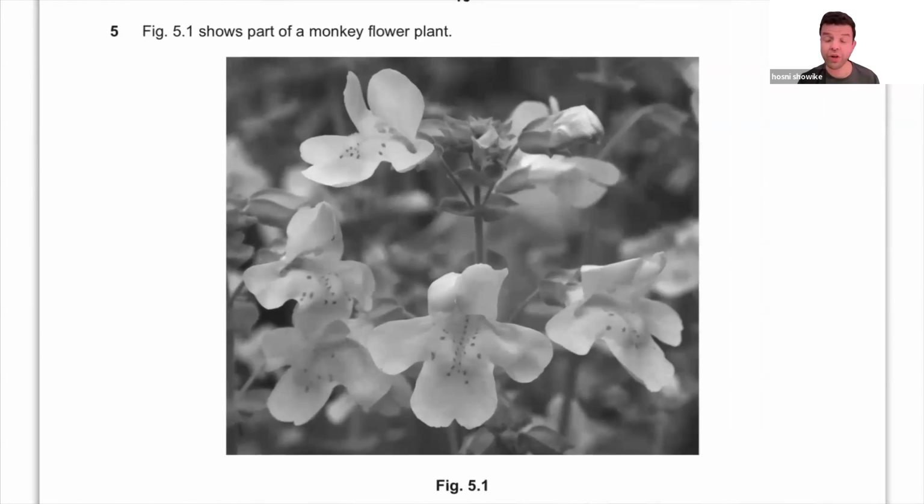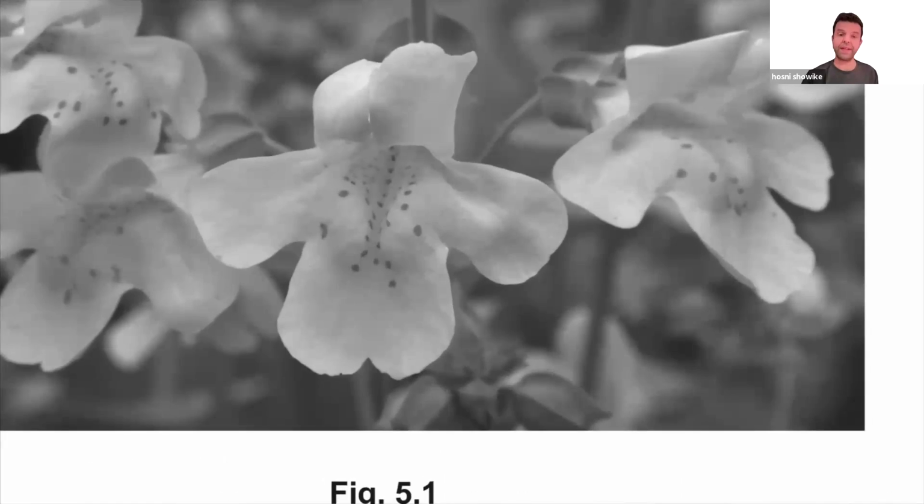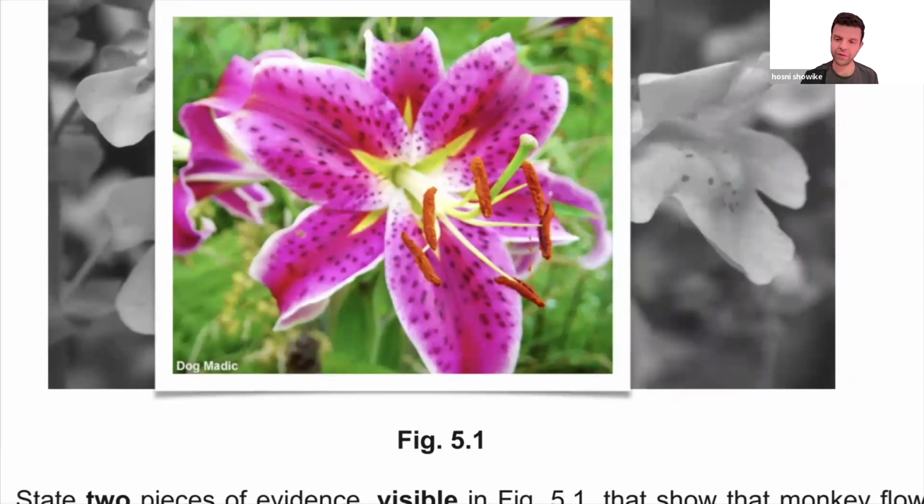Question 5 talks about plant reproduction. They showed you a flower. You can see that the petals are big, plus there's spots. Do you know what we call those spots? We call them the guidelines. Those guidelines are quite helpful. Do you know why? Because they allow the insect to find its way inside the flower.